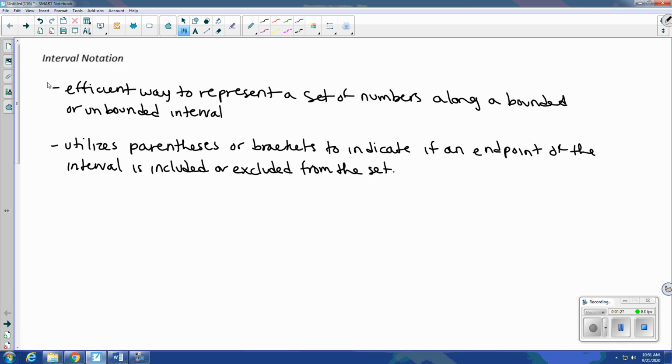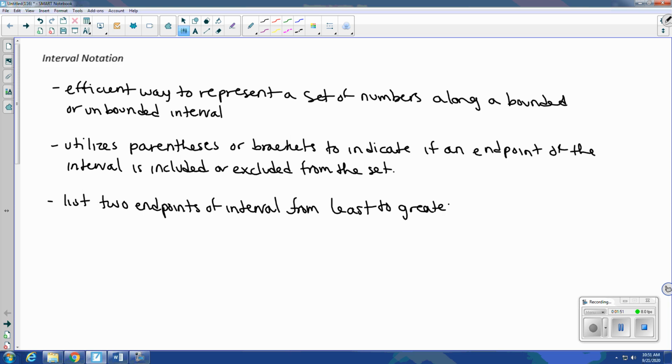Now, why is it important to look at the endpoints? Because the interval notation is only looking at the two endpoints. So you list the two endpoints of the interval from least to greatest. So this is important here. Least to greatest always.